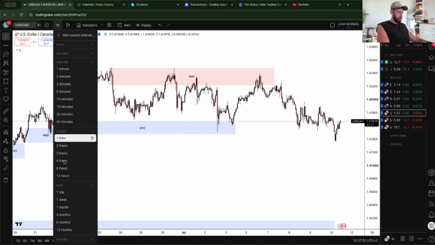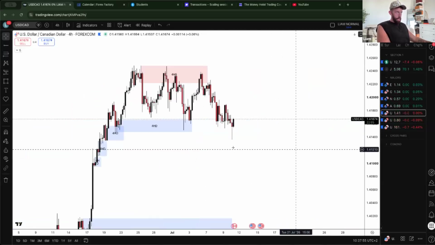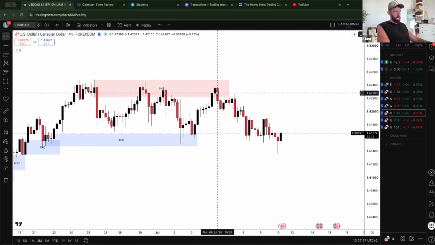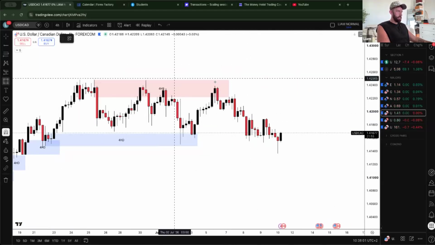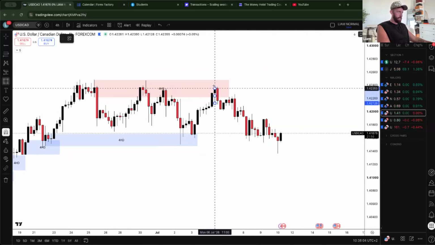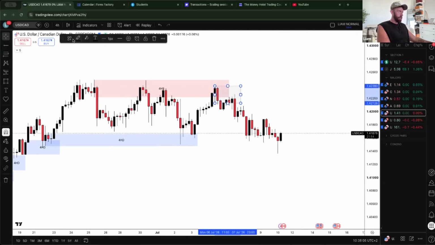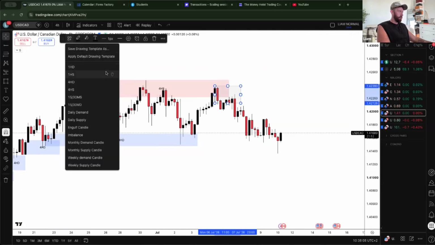But for me, I'm not too sure. Now, one thing that we can notice is the internal here has been bearish. You know, we mark out these supply areas. You can see that obviously this is from a 4.